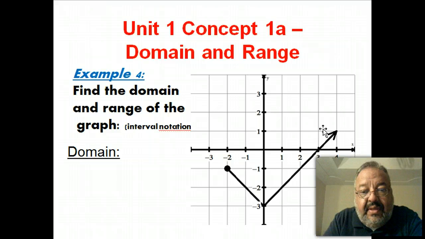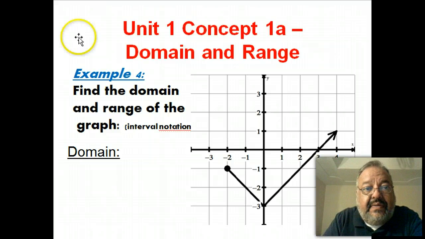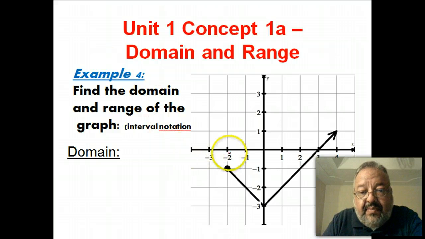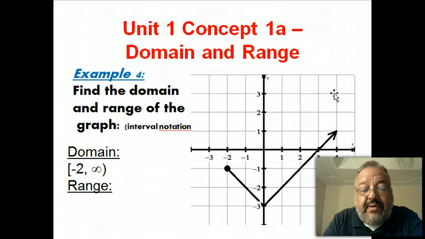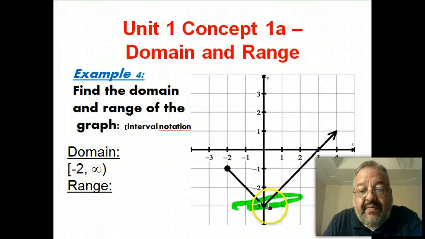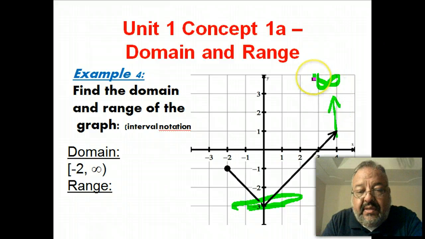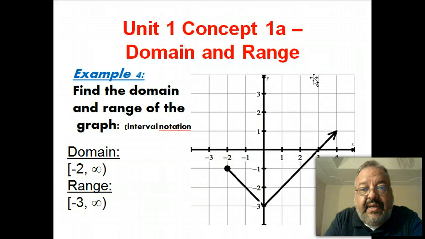The domain is going to be going from the smallest value here on the x-axis. The smallest value on the graph is the furthest left value, so it's going to be -2. And the infinity part is because of the arrow right here, and it just goes on forever. You're going this way to infinity. Now to get the range, you're looking at the y values. The lowest y value that this graph takes is -3, and the highest is still going up towards infinity. So it's going to be from -3 to infinity.